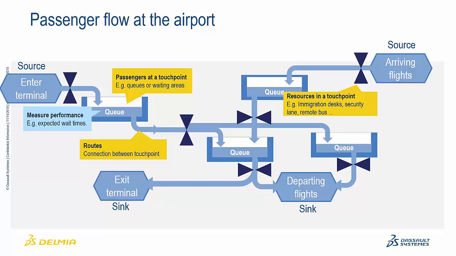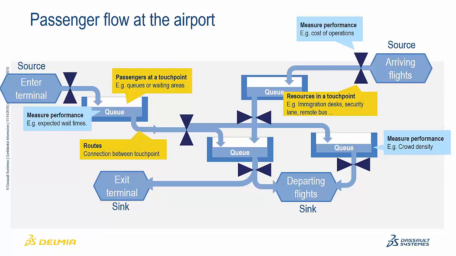So next to the touch points and the resources, we can also measure all kinds of performances in this water system. So we can measure in a reservoir, in a queue, the expected wait times. We can measure at a resource, at the tap, the cost of operation. The more lanes we open, the costlier the execution, of course.